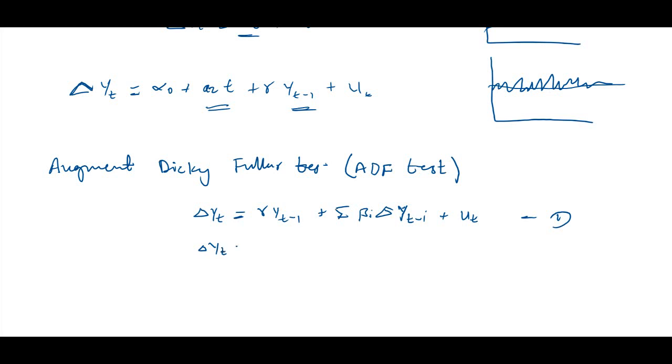Then again, it does not involve any constant, so if you want to add a constant to it, what we do, we rewrite the equation as delta yt is equal to alpha naught plus gamma yt minus 1, and the remaining of the equation is very much identical to equation number 1, the first ADF equation that we have written.